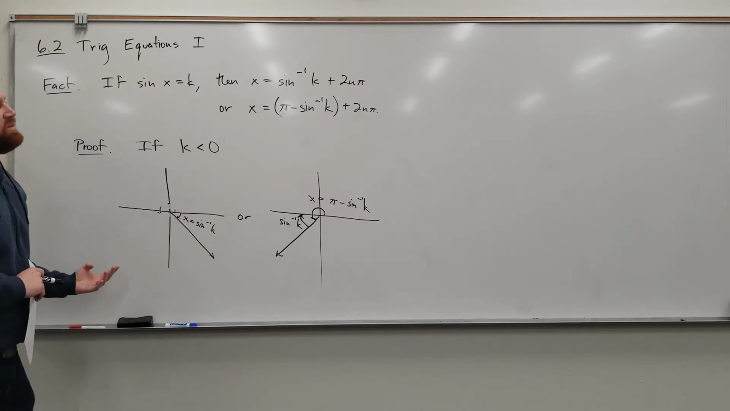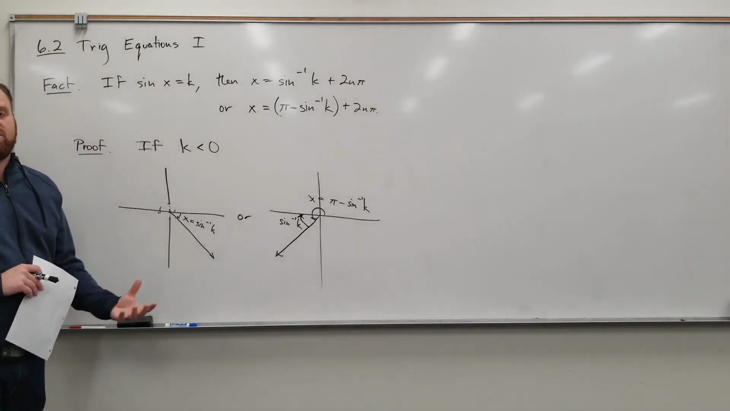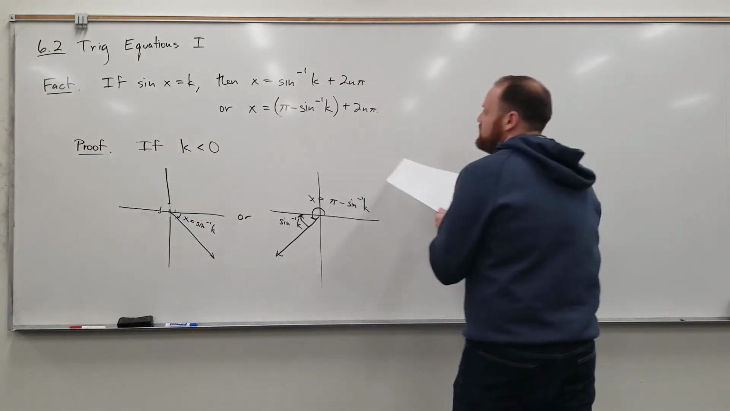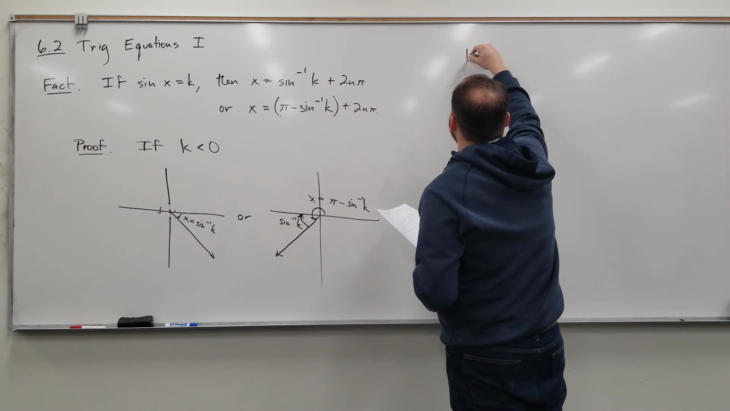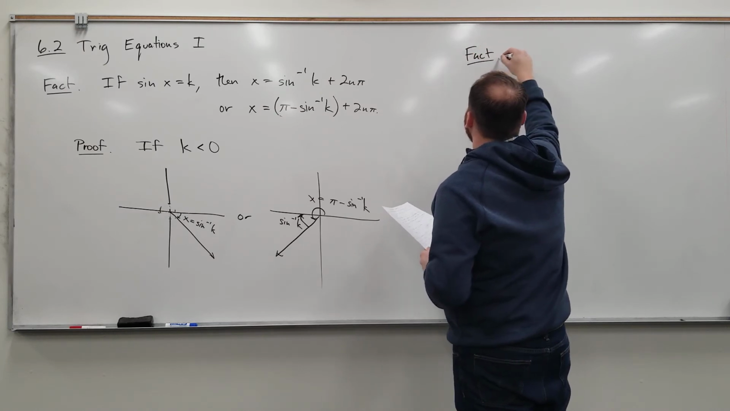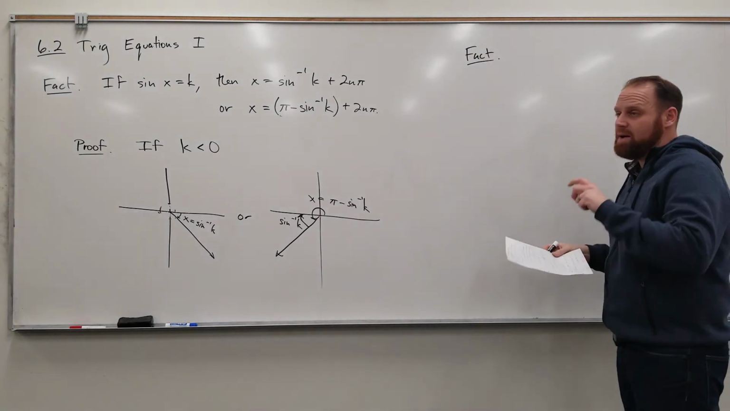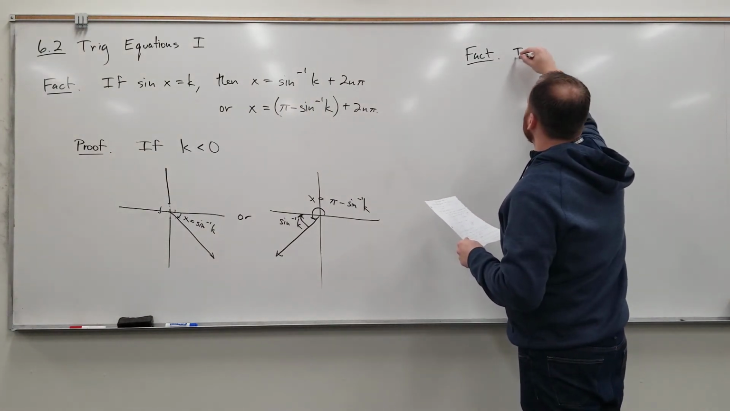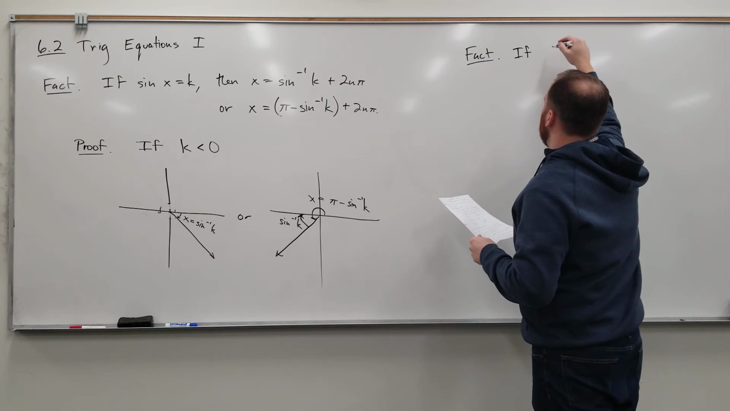We have similar statements for cosine and tangent. They're not exactly the same, but they are similar. So I'm just going to write them all out in one place so that we can see them all and kind of compare and contrast them. I'm not going to prove the rest of them, but we have this one for sine, right?